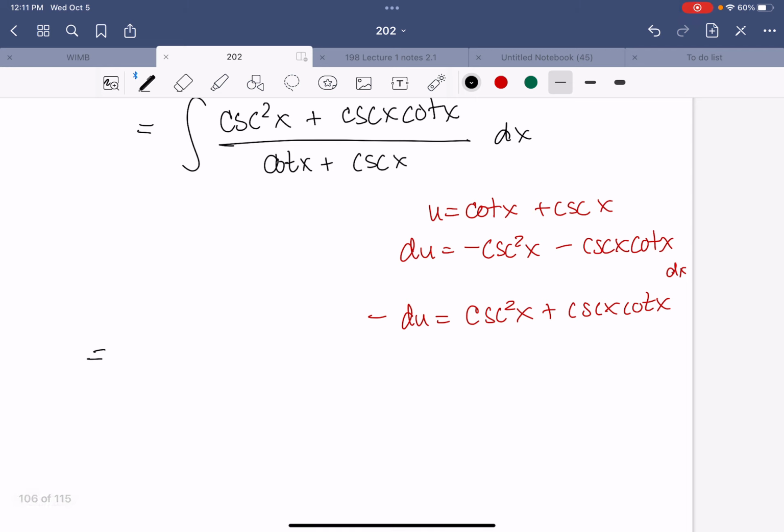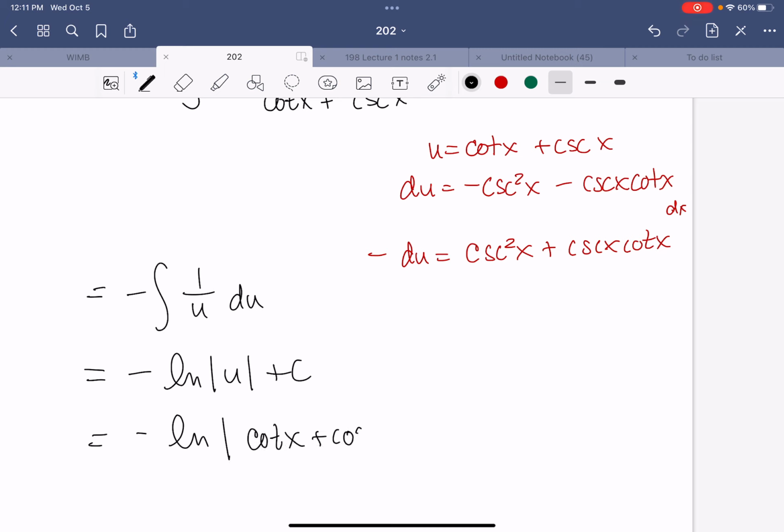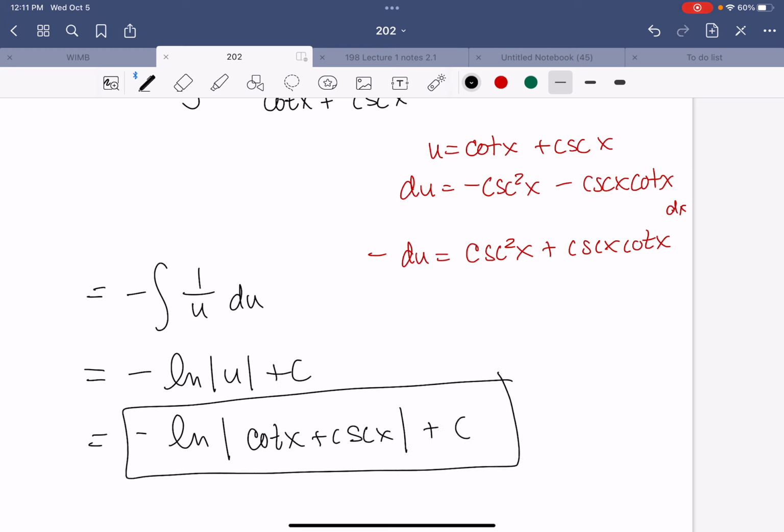So when I make that substitution, the numerator is negative du, and I get 1 over u. And so I get negative natural log absolute value of u plus a constant, and we plug it in. So that's cotangent x plus cosecant x plus a constant.